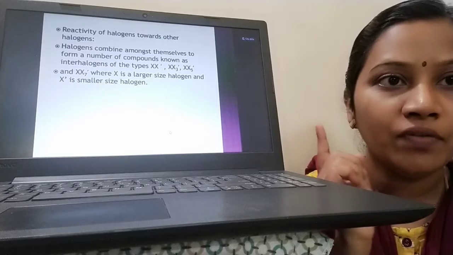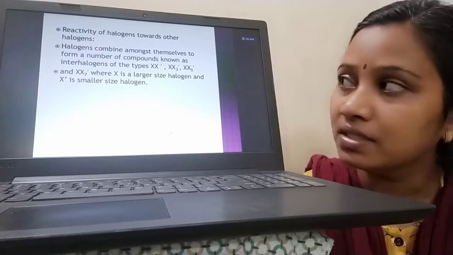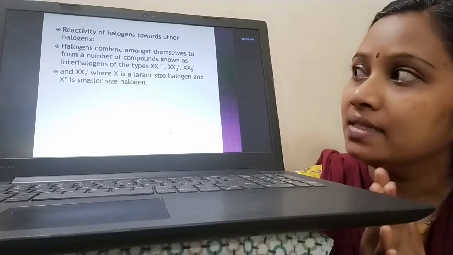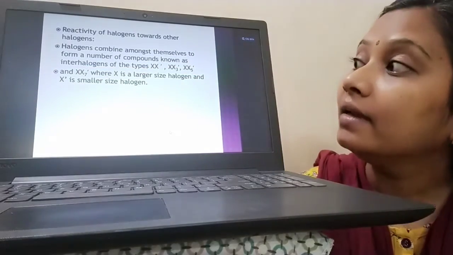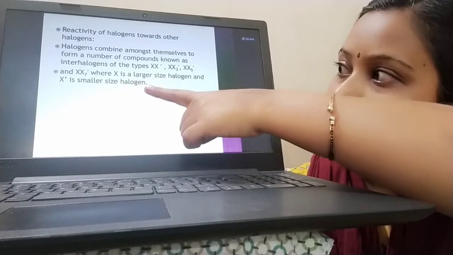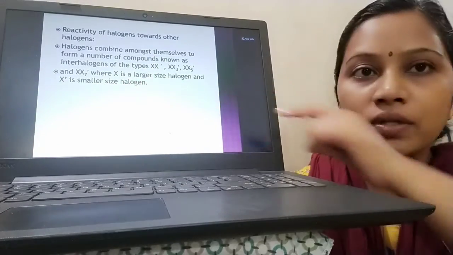Now, as we have already discussed, halogens have the ability to react with other halogens. Similarly, when halogens combine among themselves, they form a number of compounds. They are called interhalogens, and their configuration is like this. When you look at XX', X is a large size halogen, while X' is a small size halogen.